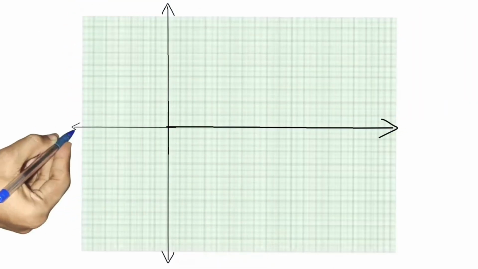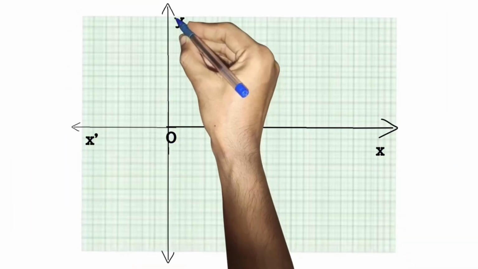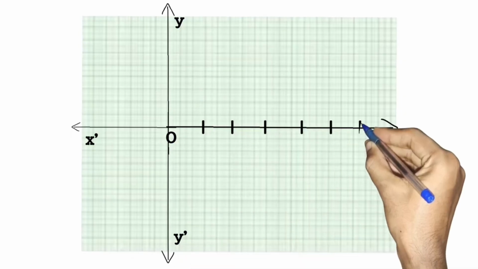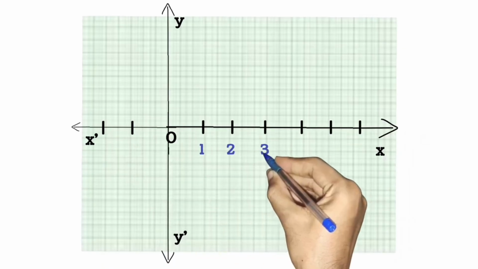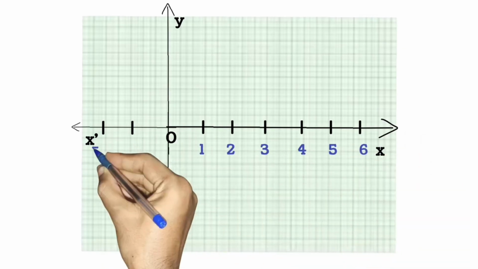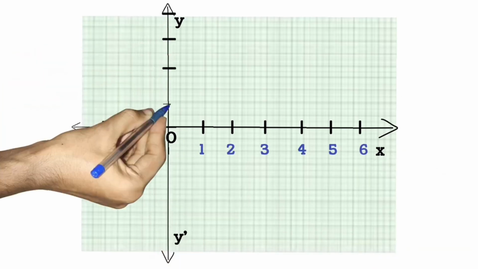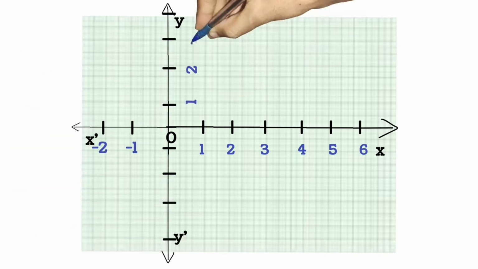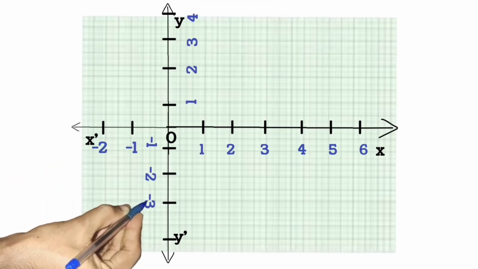Take a graph paper and draw a vertical line and a horizontal line with arrows at both ends. Now mark the intersection of the lines as the center 0. Now mark the horizontal line x and x dash and the vertical line y and y dash. Now divide the x-axis with equal divisions of a scale of 1 unit and mark positive numbers on the right side of the origin and negative numbers on the left side of the origin. Similarly, divide the y-axis with equal divisions of a scale of 1 unit and mark positive numbers above the center 0 and negative numbers below the center 0 on the y-axis.